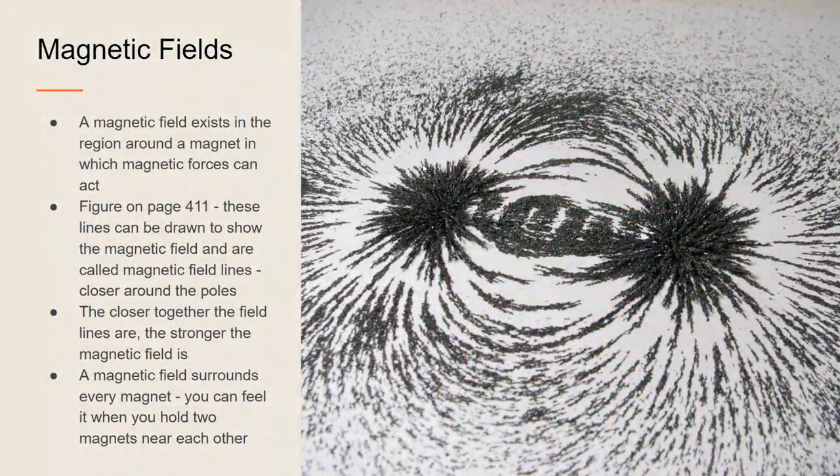Then we have magnetic fields. Isn't that pretty? This is iron filings. If you were in my science exploration class last year, we did this, and we tried to almost imprint a picture onto some blue paper. What's happening is there's a magnet underneath here, and the iron filings are being pulled to those poles. So a magnetic field exists in the area around a magnet, and it's where the magnetic forces can actually act on an object.